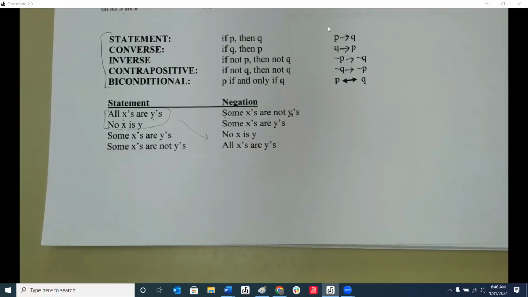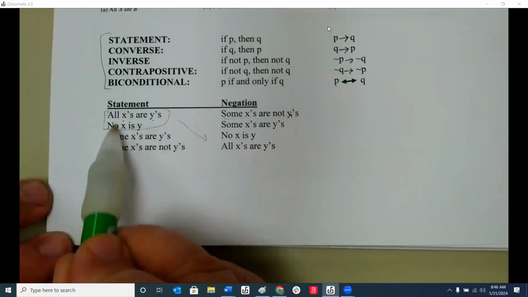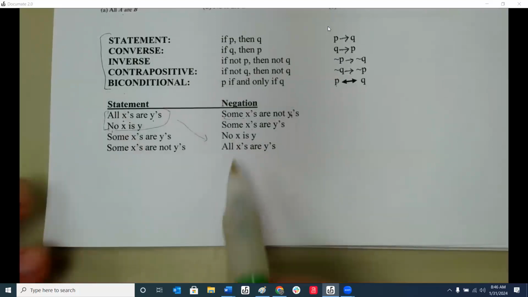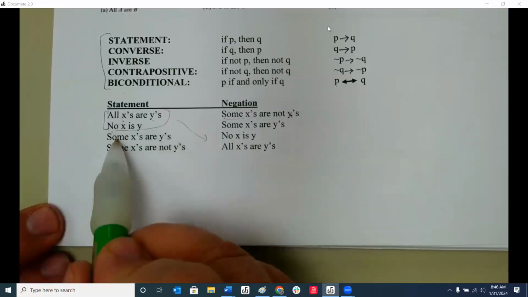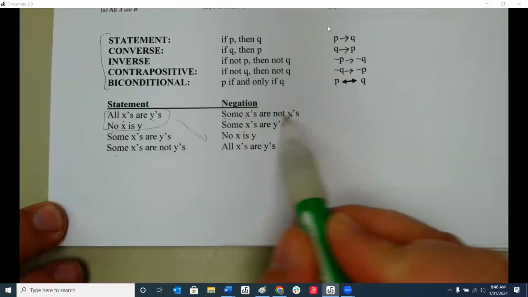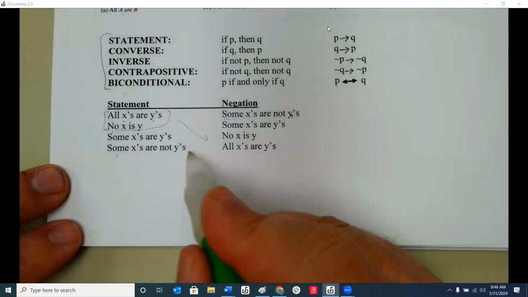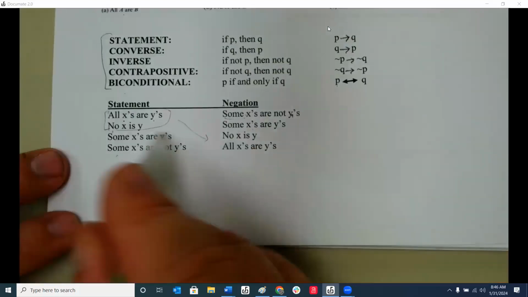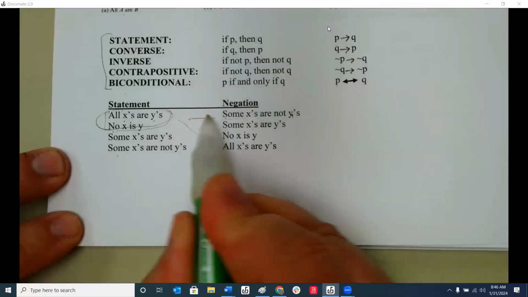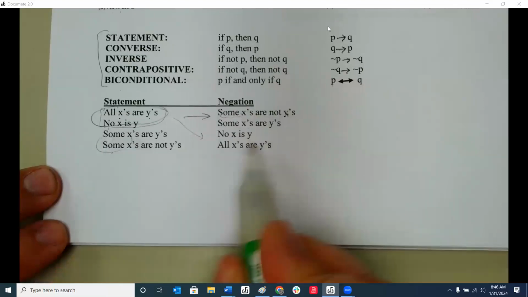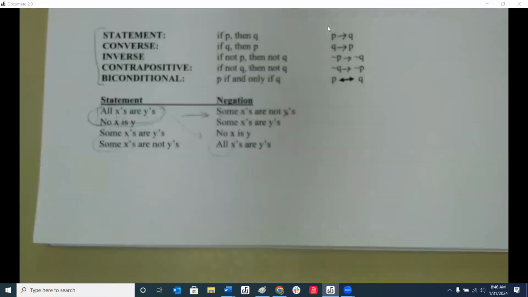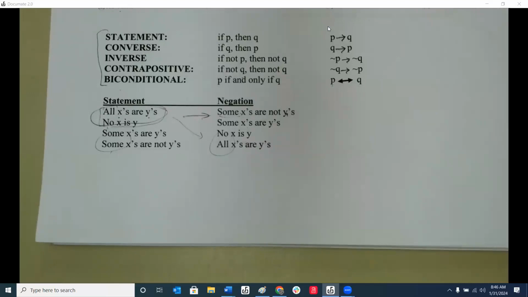I know how you feel, because I did the same thing when I first learned this 40 years ago. The opposite of all or no is some or none. The opposite of some is no or all. So the opposite of this is some. The opposite of some is none or all. The extremes.